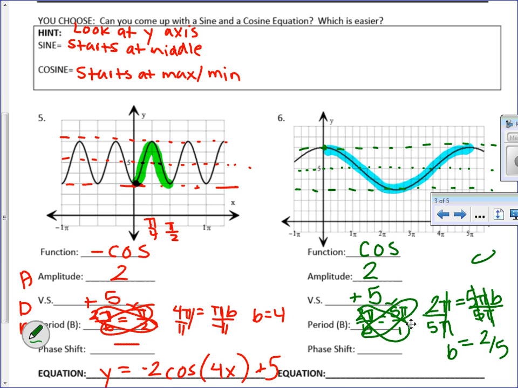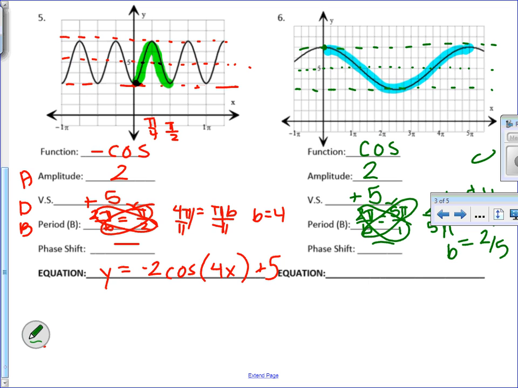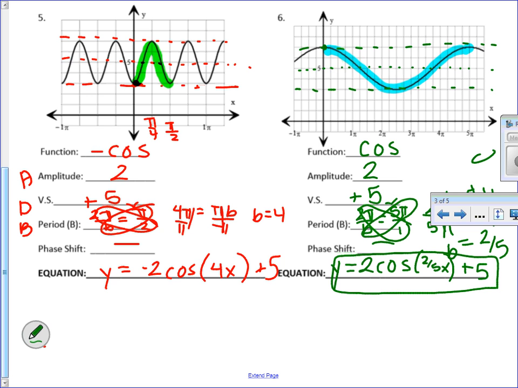And then is there a phase shift? No, because we started on the y-axis, so no phase shift. So when you go to write your equation, y equals 2 for my amplitude, cosine, make sure you have your parentheses, 2 over 5x, but you don't need brackets because there's no phase shift. And then your vertical shift is 5, so plus 5, that is your final answer.